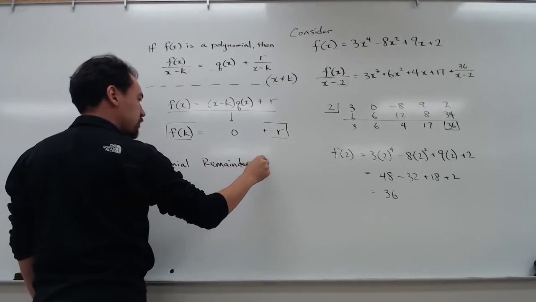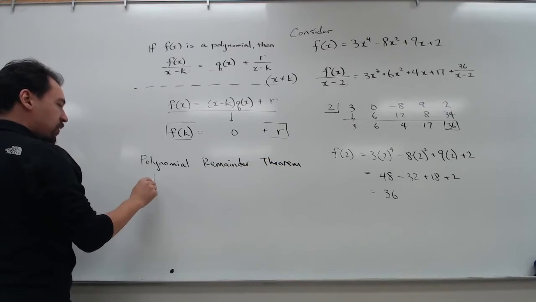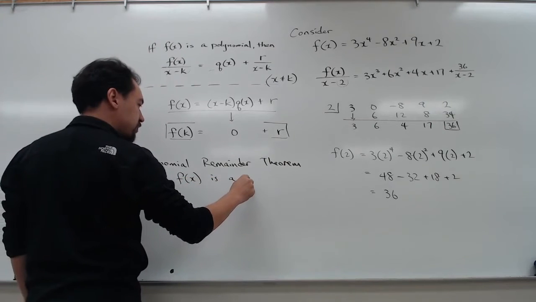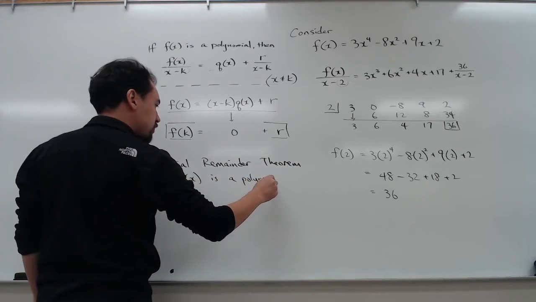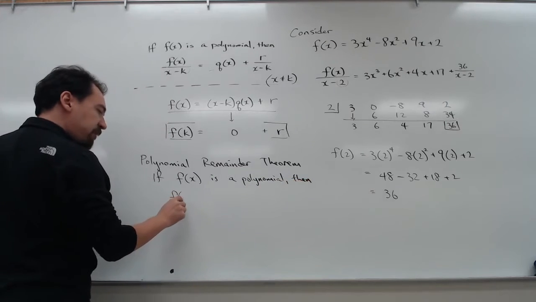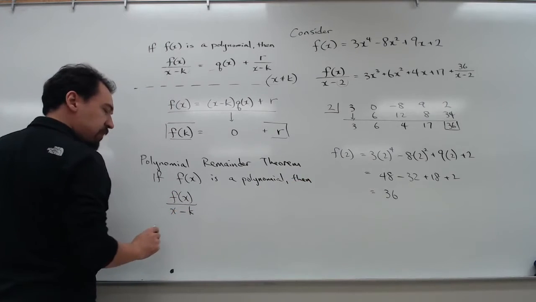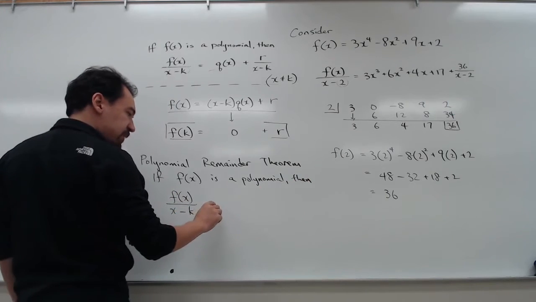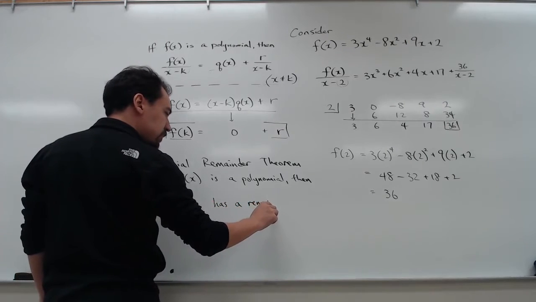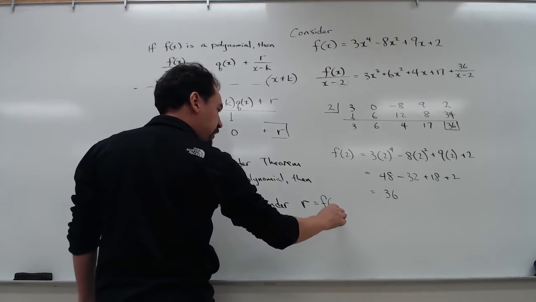And that says the following. So if f of x is a polynomial, then the deal is, if I take f of x and divide by x minus k, where k is some number, then this has a remainder r, which is equal to f of k.